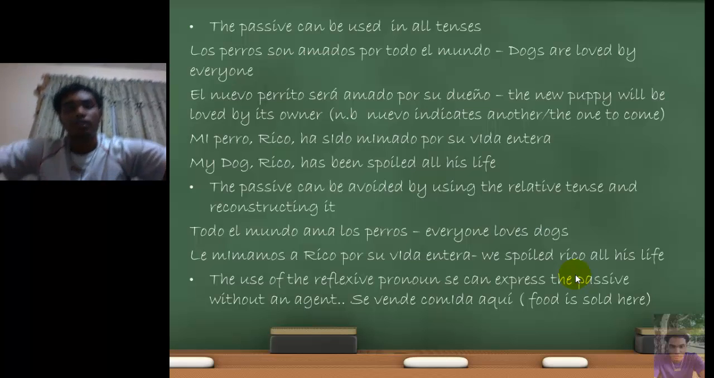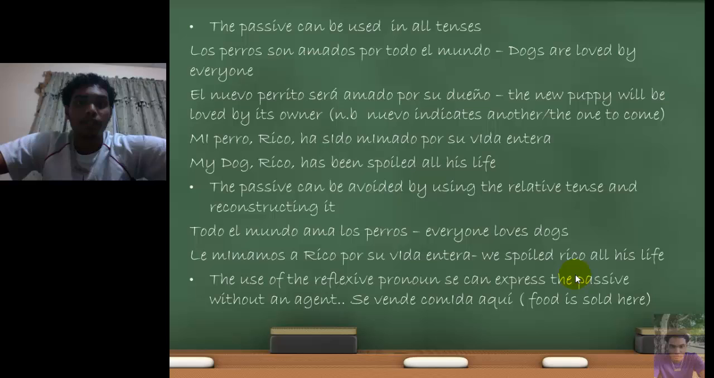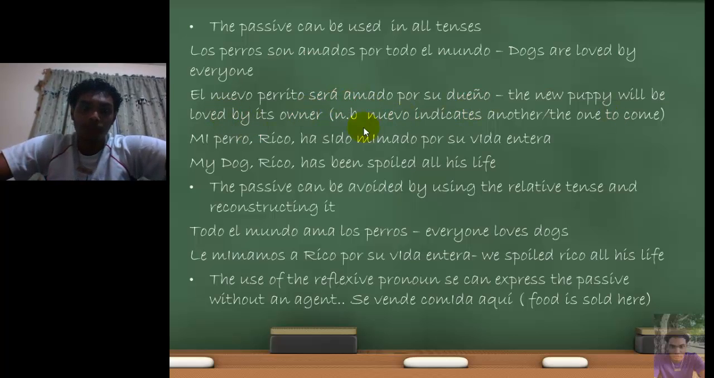Now the passive, it's widely used in Spanish, right? It's used in all tenses, right? So I've listed the tenses here. So los perros son amados por todo el mundo. Dogs are loved by everyone. El nuevo perrito será amado por su dueño. The new puppy will be loved by its owner, right?